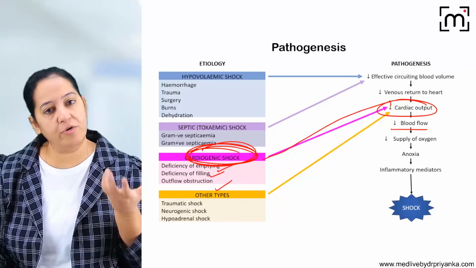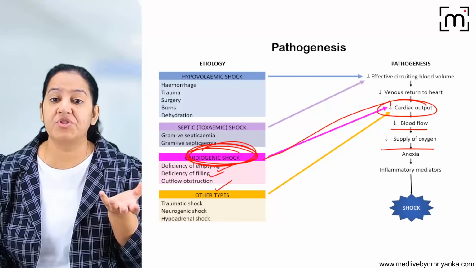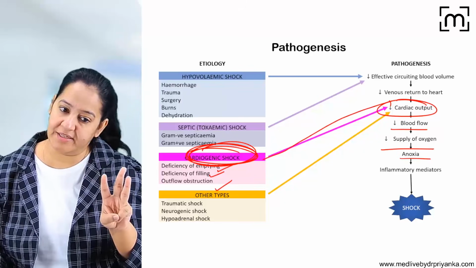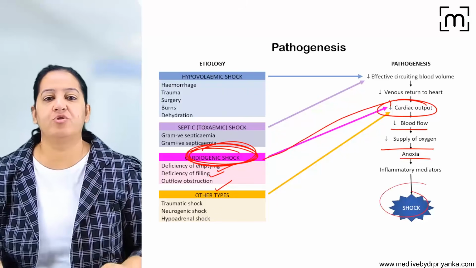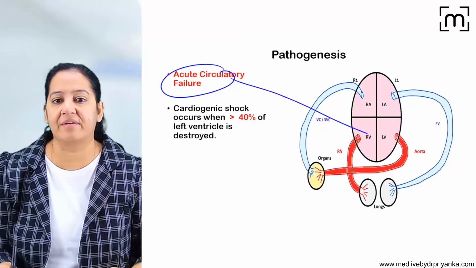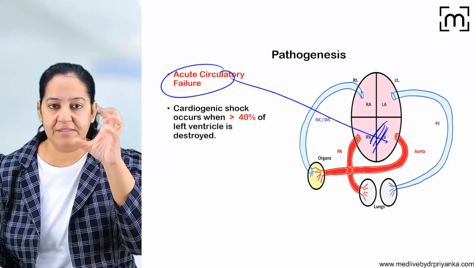Less blood flowing in the aorta, all the organs have less blood, less oxygen, anoxia, first cell death, then multiple organ death, then whole body failure, and it will lead to shock. So that is about the cardiogenic shock. So what is the pathogenesis? Circulatory failure. The left ventricle is not pumping.